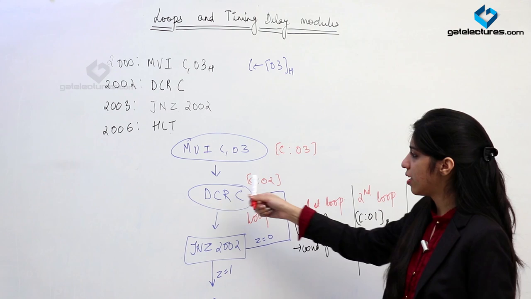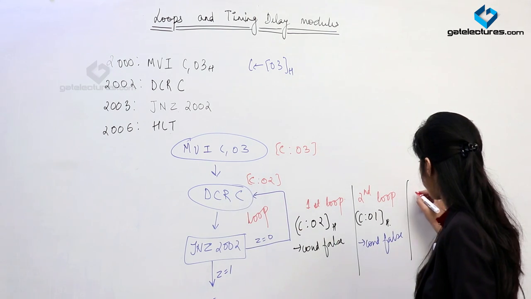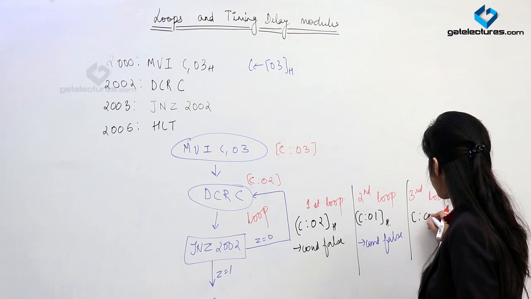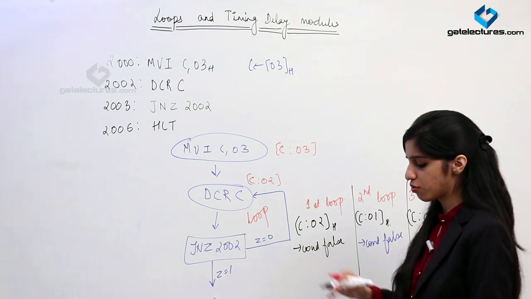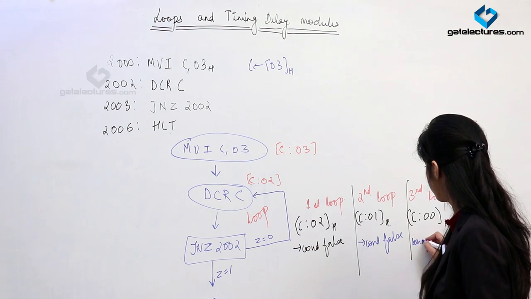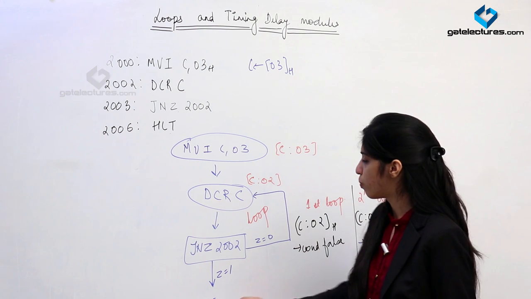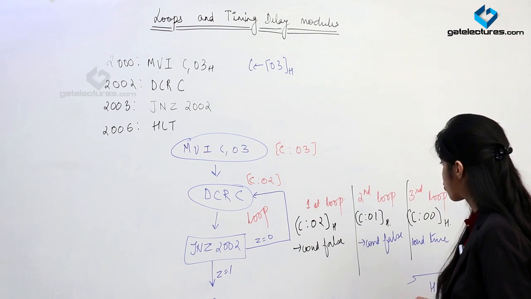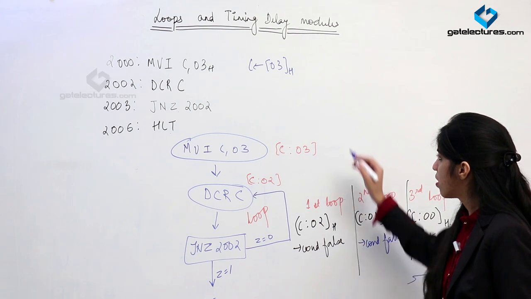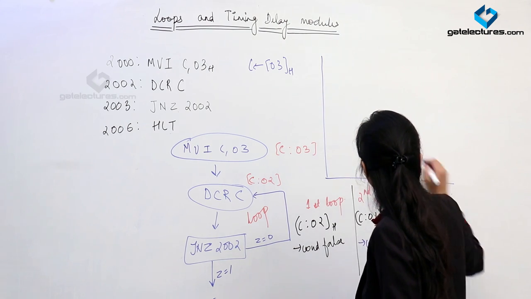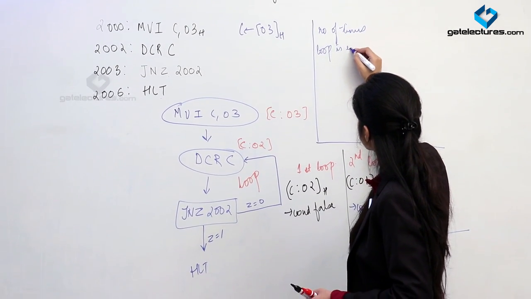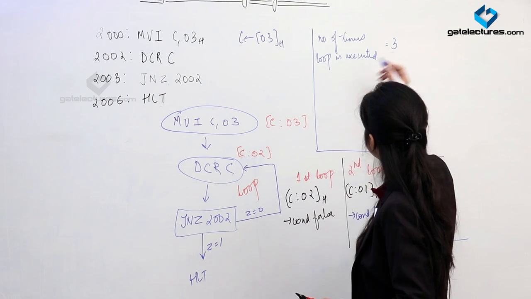Now what happens when again you reach here? Again you have reached here. In the third loop, when this happens, now C is 00. Now you check the condition. Now the condition is true. Condition true means you will get out of the loop. The program will stop. So the total number of times that the loop was executed is 3.